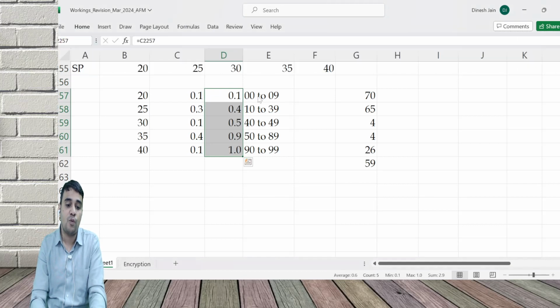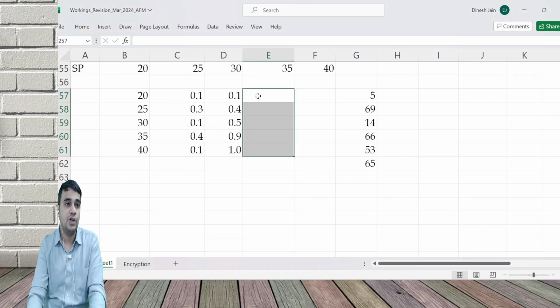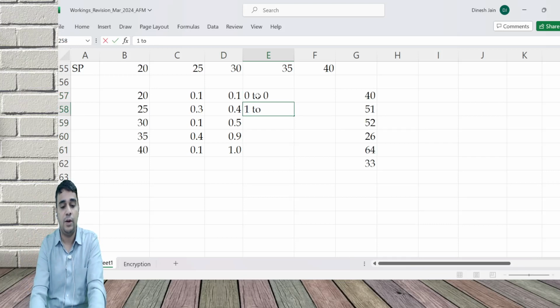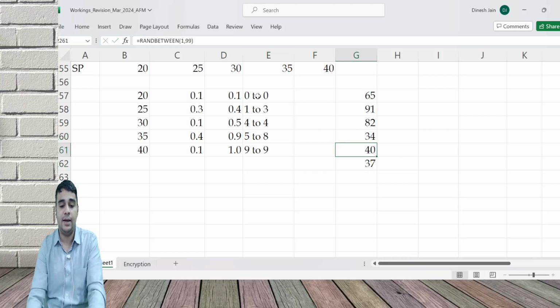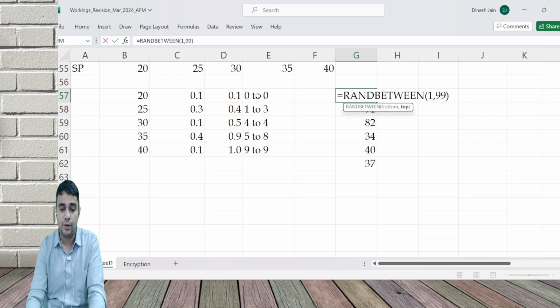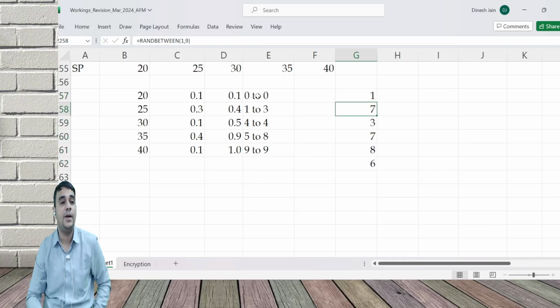What is the number before 1? 0. So 0 to 0. What is the number before 4? 3. So 1 to 3. Number before 5 is 4, so 4 to 4. Number before 9, so 5 to 8. And the last one is 9 to 9. And here I'll fix a random number between 1 and 9.